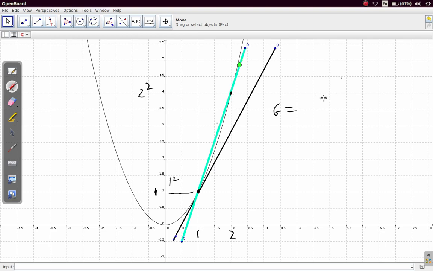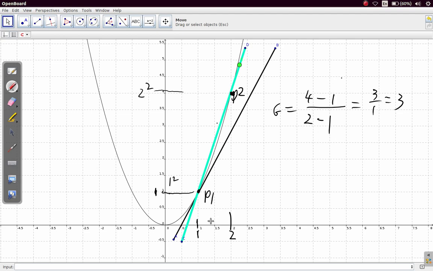is the rise, y2, which is 4, minus y1, which is 1, over x2, which is 2, minus x1, which is 1, because I'm considering this point, point 2, and this point, point 1. So y2, which is 4, minus y1, which is 1, over x2, which is 2, minus x1, which is 1. So the gradient is 3 over 1, alright, which is 3.